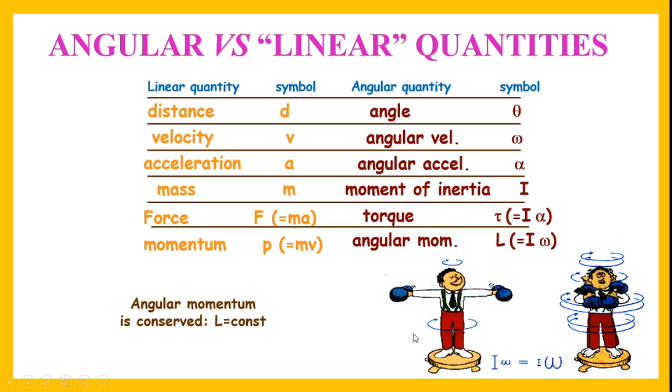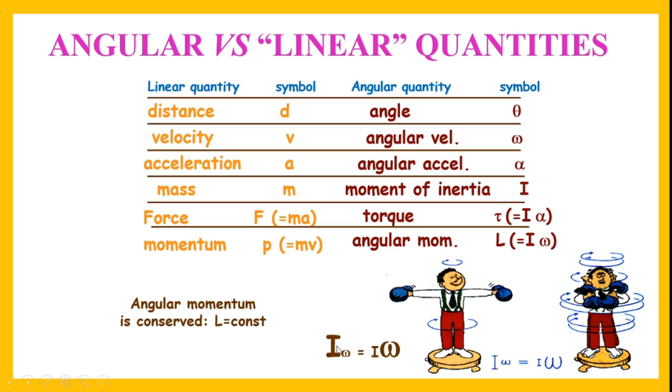So whenever moment of inertia is more, angular velocity is less, or vice versa: moment of inertia is less, angular velocity is more. In this way we can show that the angular momentums in both cases are one and the same.